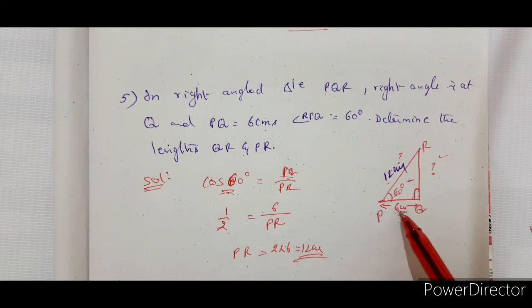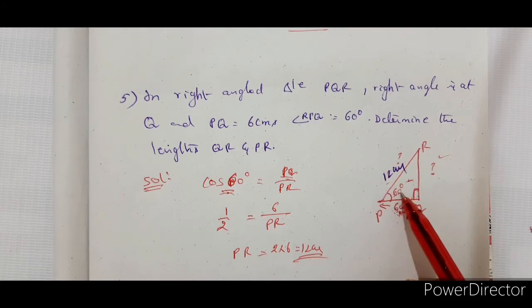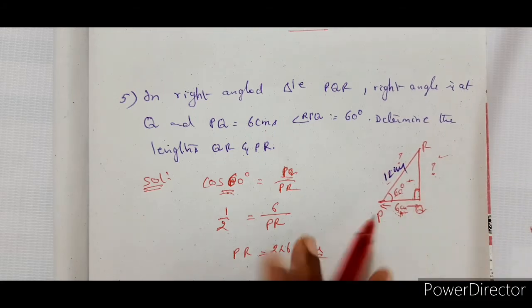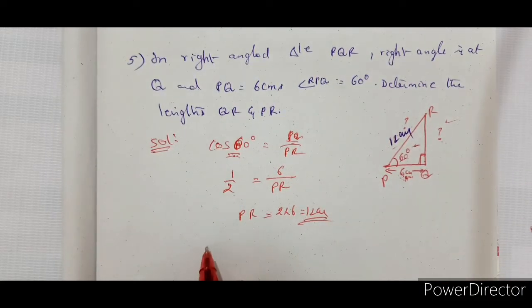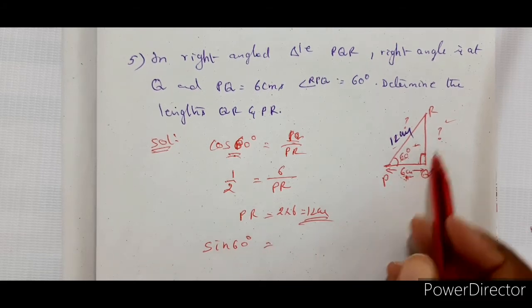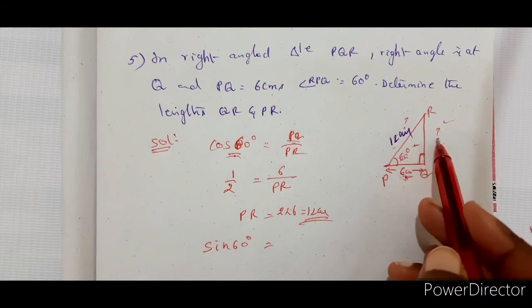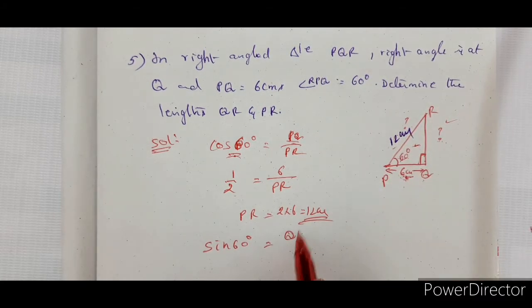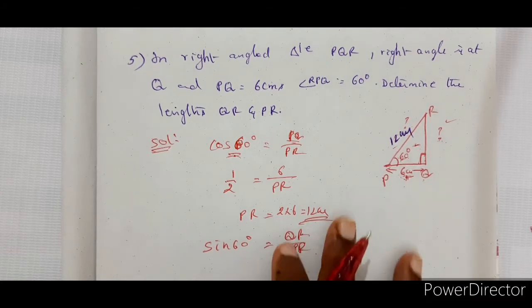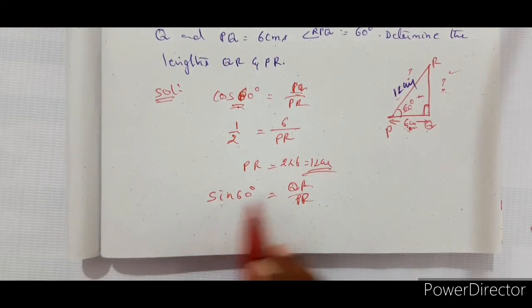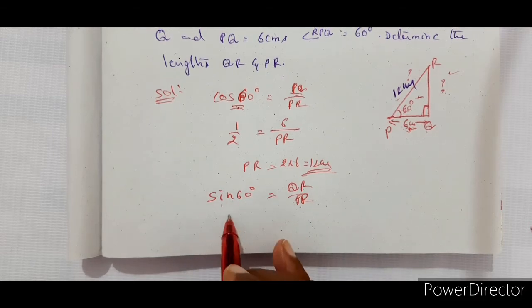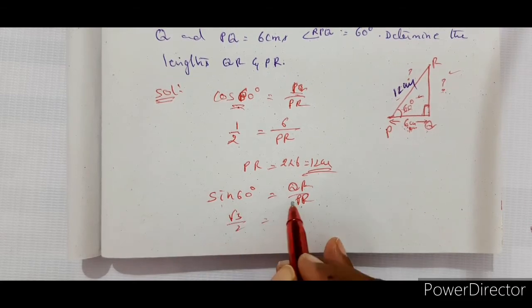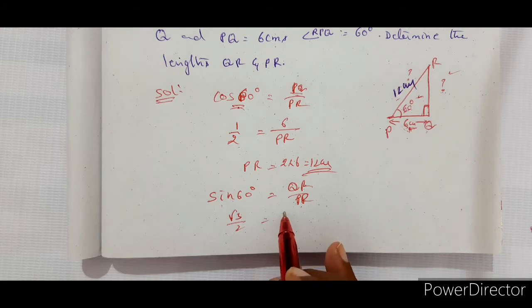So we can use either this or this with the angle. Suppose if I use this and the angle, I can go with the sine. So we will take sine here. Sine 60 degrees is equal to opposite by hypotenuse, because the side opposite to 60 degrees is this, QR divided by PR. So when sine 60 is equal to QR by PR, sine 60 is equal to root 3 by 2.